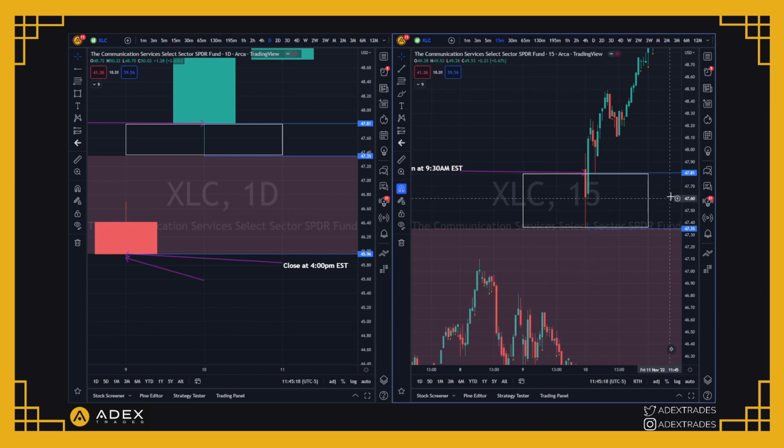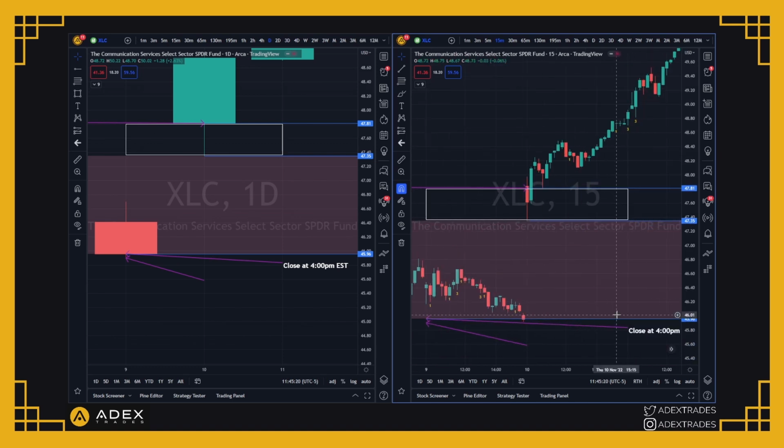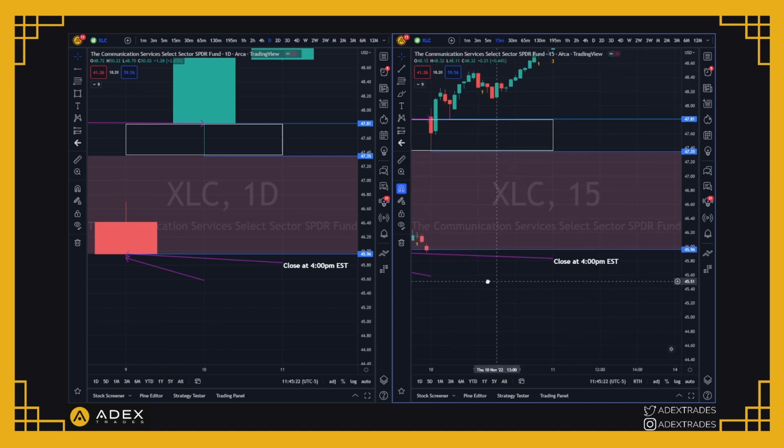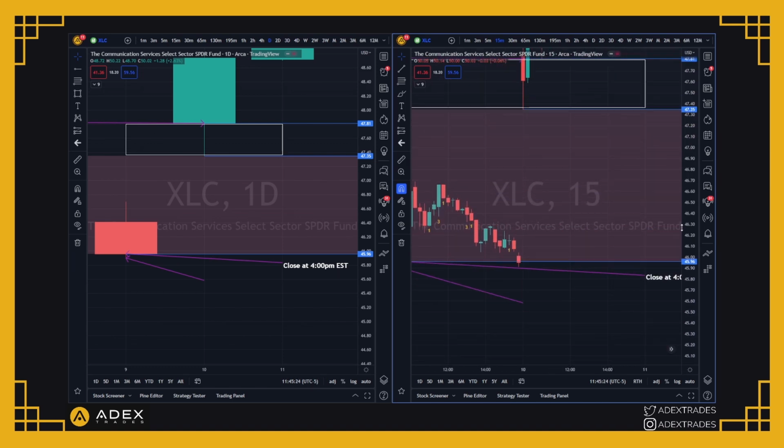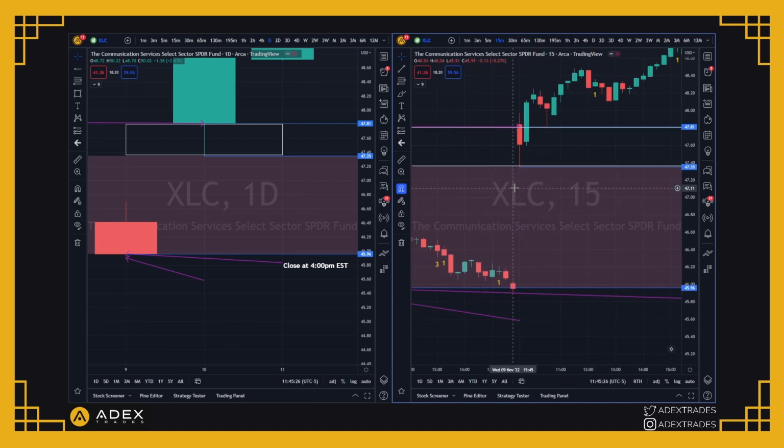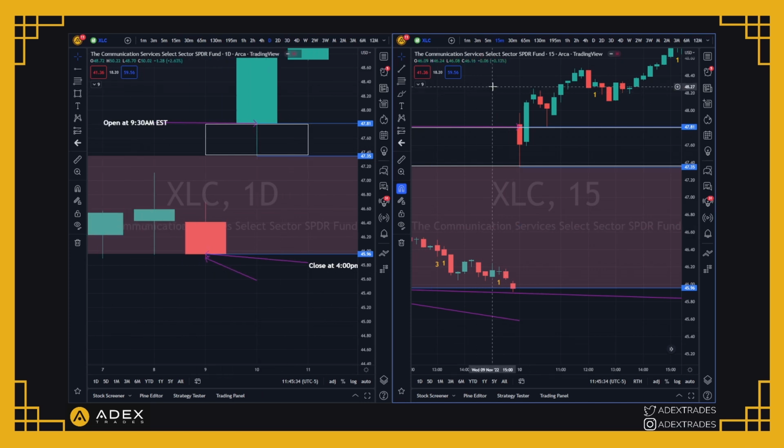Okay, so remember that the gap, and if you look at the 15, this is why it's important. You can see right on the lower time frame, this is where you're going to see the gap. Okay, on the lower time frame. Now let's look at other examples.